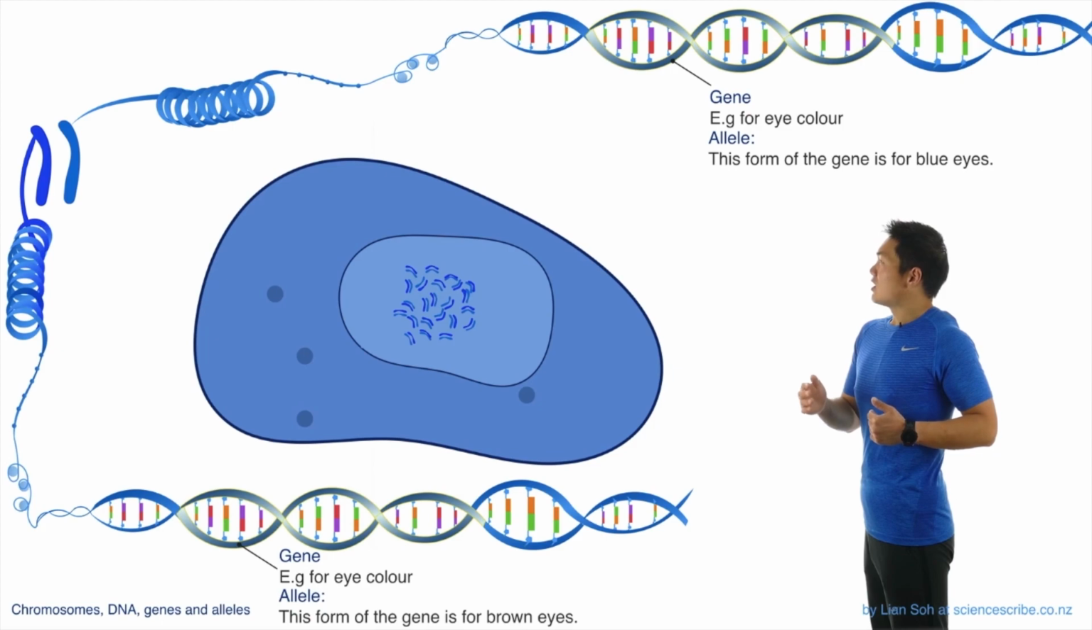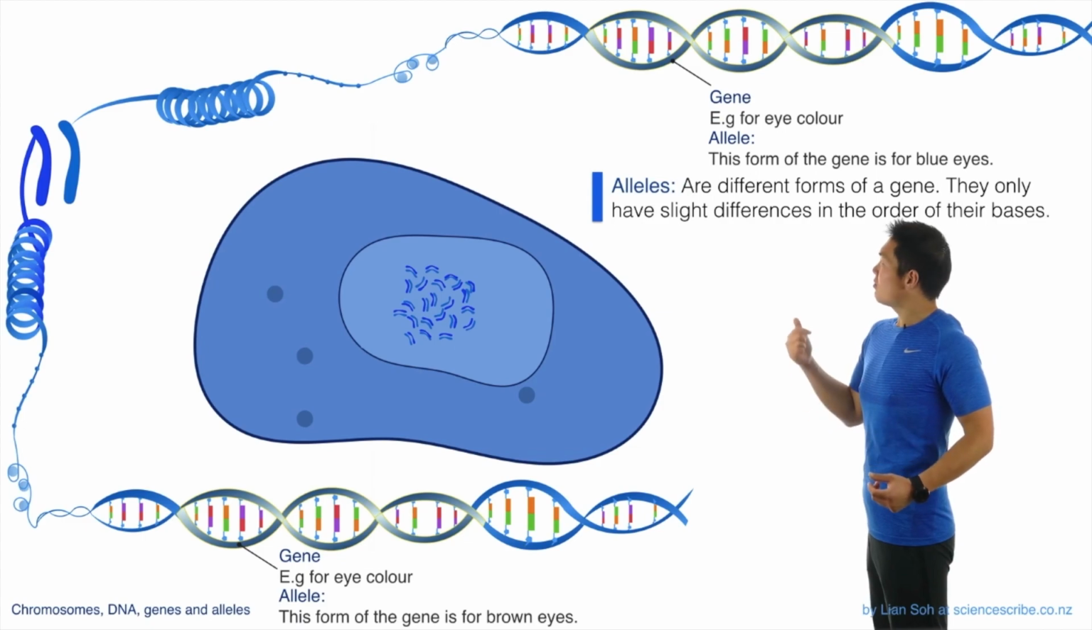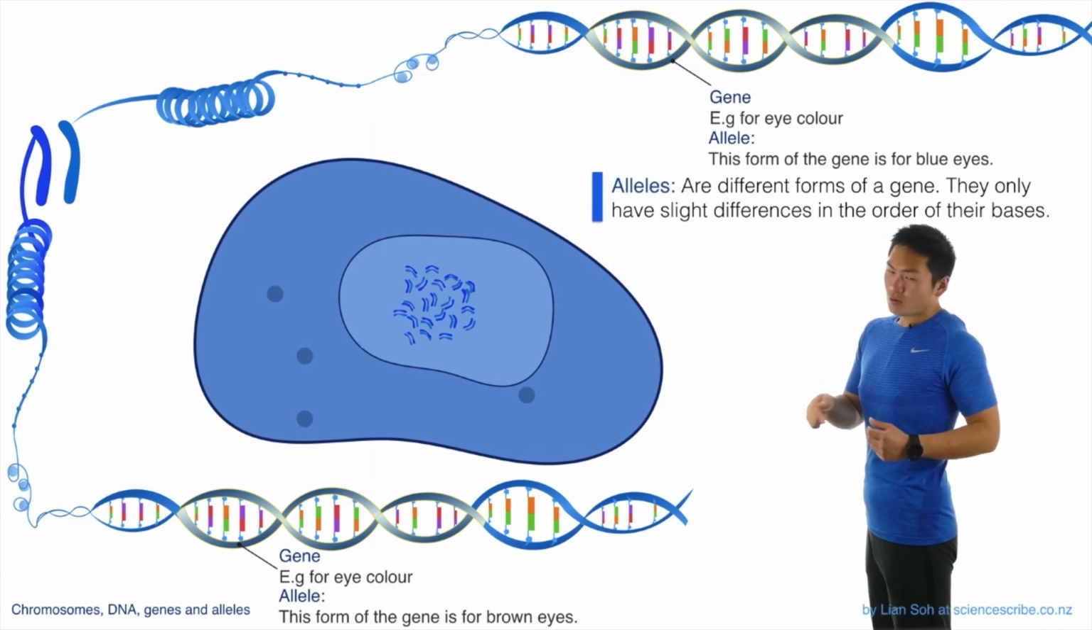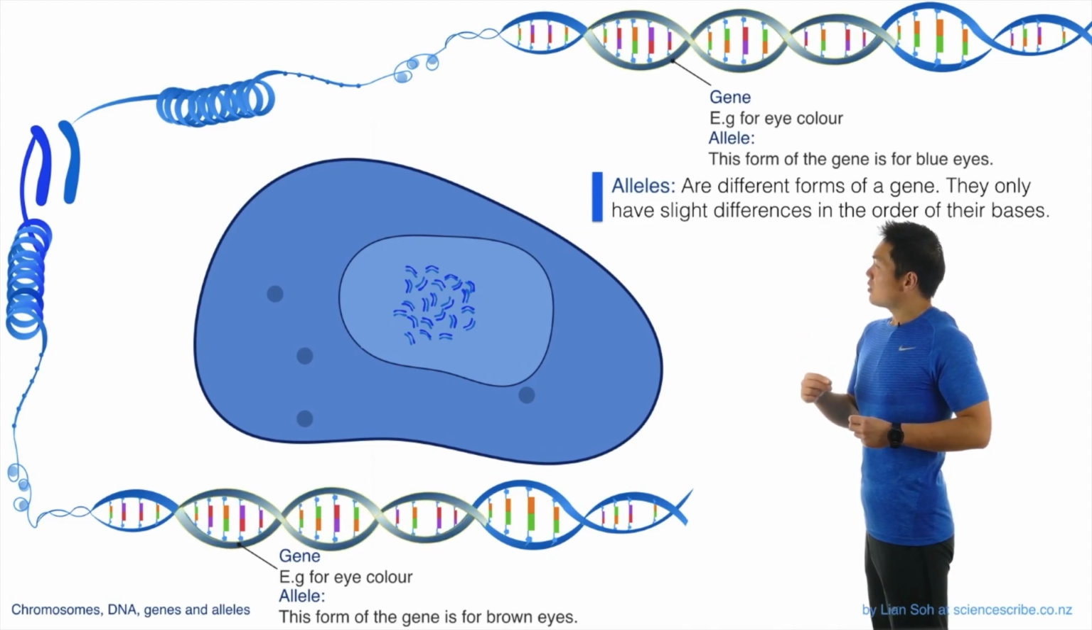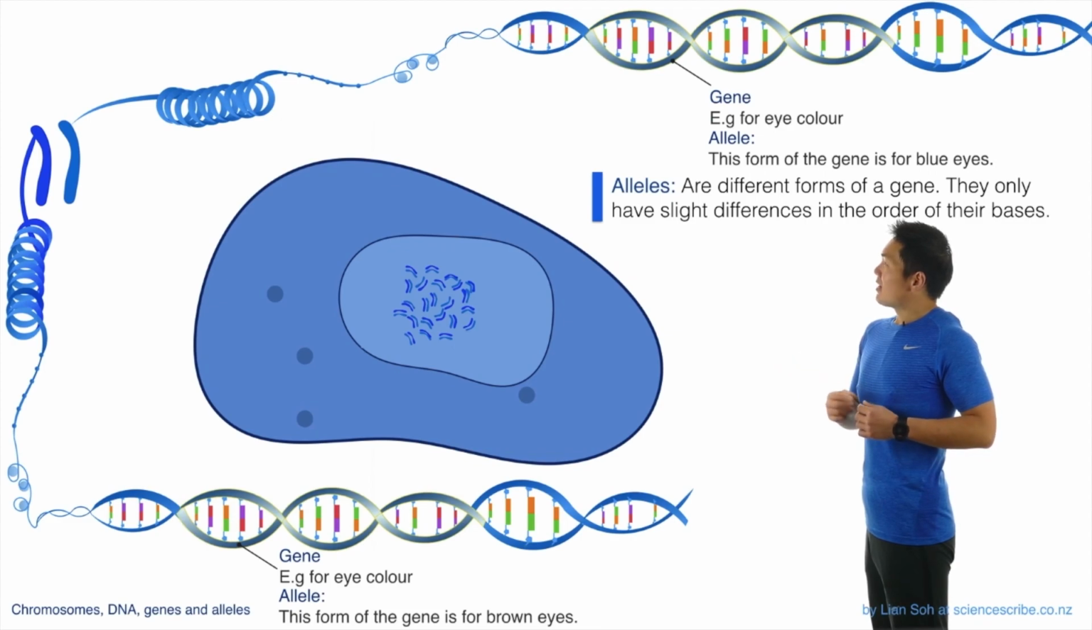Now here's the catch. For this to represent blue eyes and the other one to represent, say, brown eyes, this means you have different forms of a gene, and different forms of that same gene are called alleles. So this could be the allele for blue eyes, and this would be the allele for brown eyes. The only difference between the two is that, for the most part, the order of the bases is the same, with only a slight difference in the order of those bases.